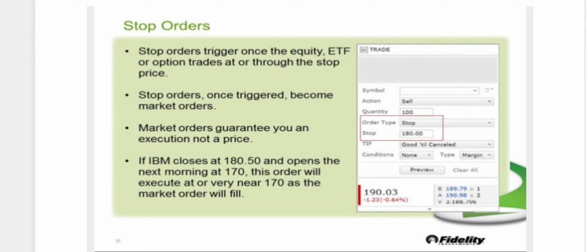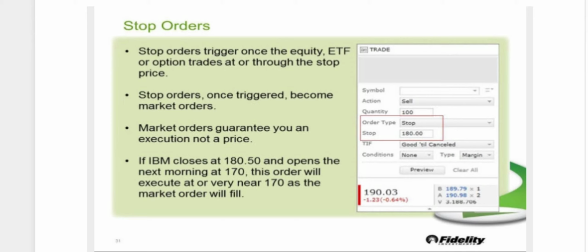What that means is now it's an active order. It's a live order, and it becomes a market order. This is the main distinction when we talk about stops versus stop limits. The stop becomes a market order once you go through or at that level. So if we look at this example, IBM closes at 180.50, opens the next morning at 170. This order will execute at or near 170 as a market order. Now, bear in mind, you don't know exactly what that level is, right?